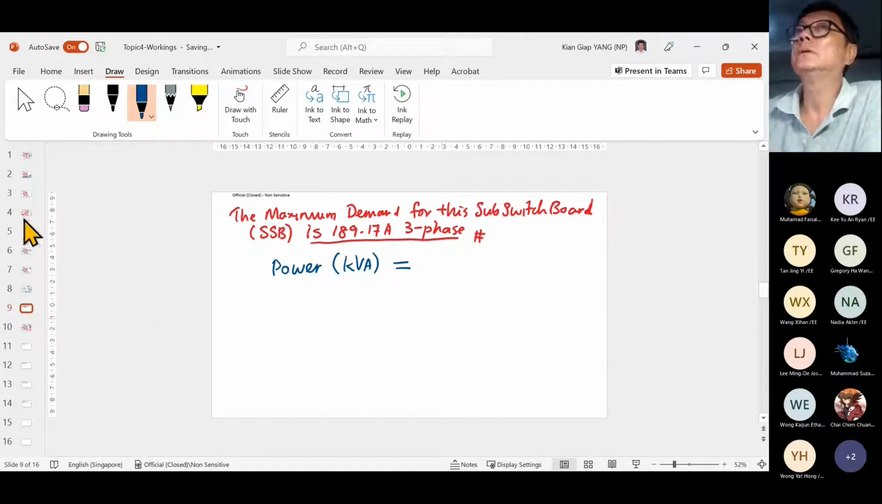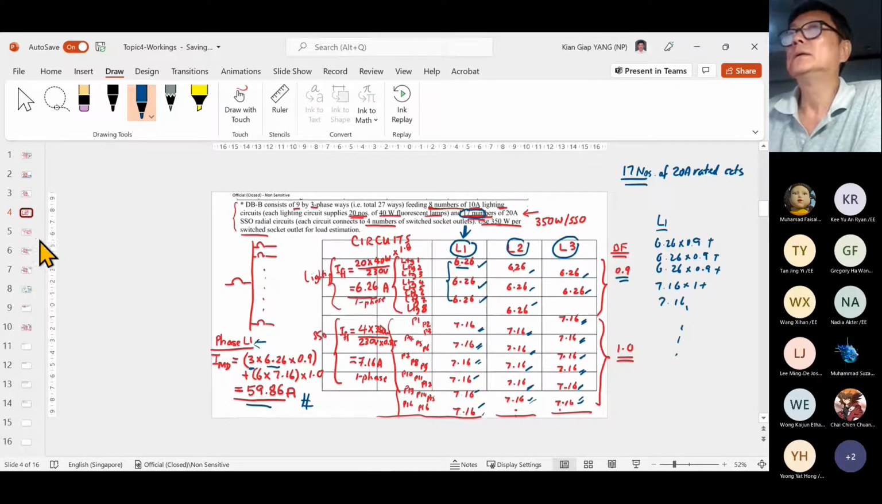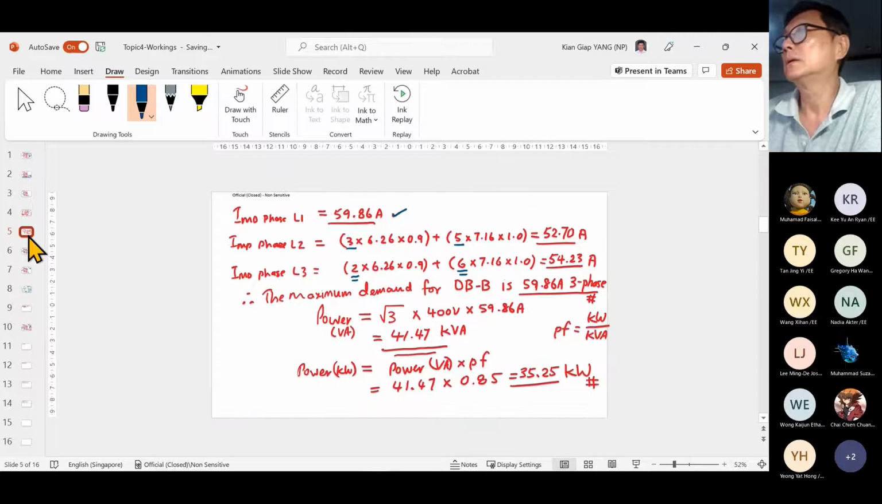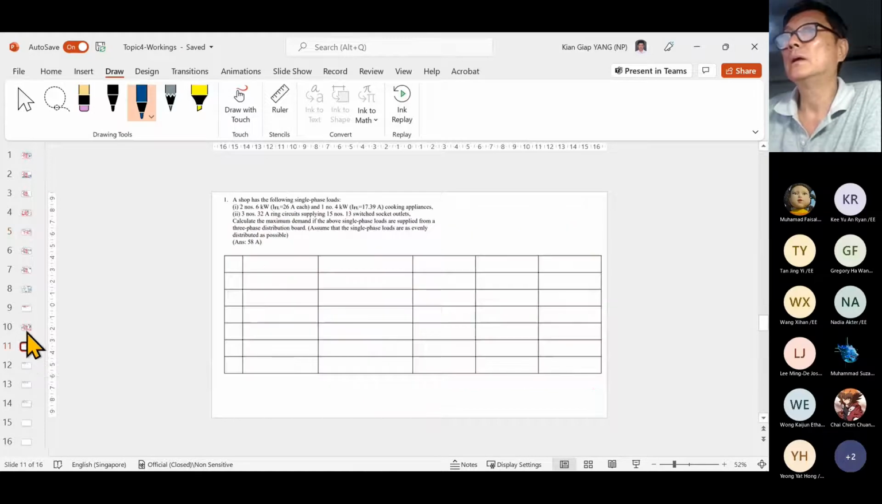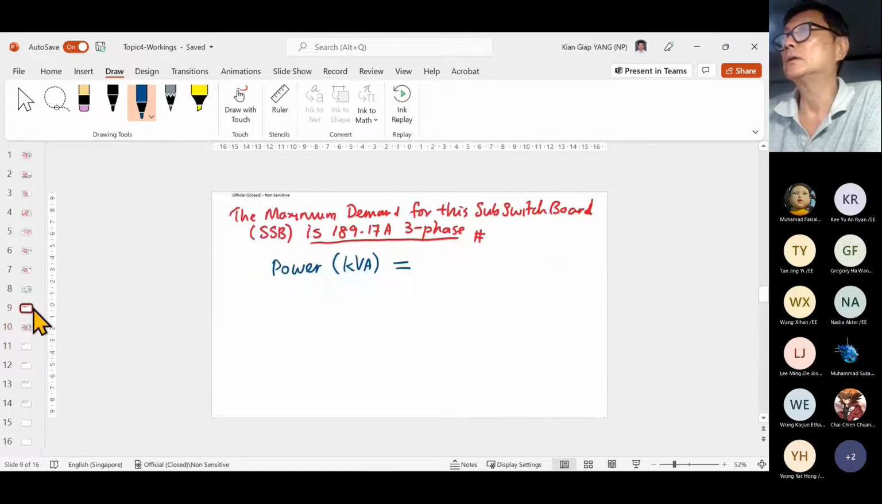Hello? Remember I did one here. I did one at this spot. Maximum demand for the dB is how many ampere, 3-phase, right? Then I want to convert to kVA. What did I do? Remember this one? So I can do the same for my main board. I do the same for my main board.